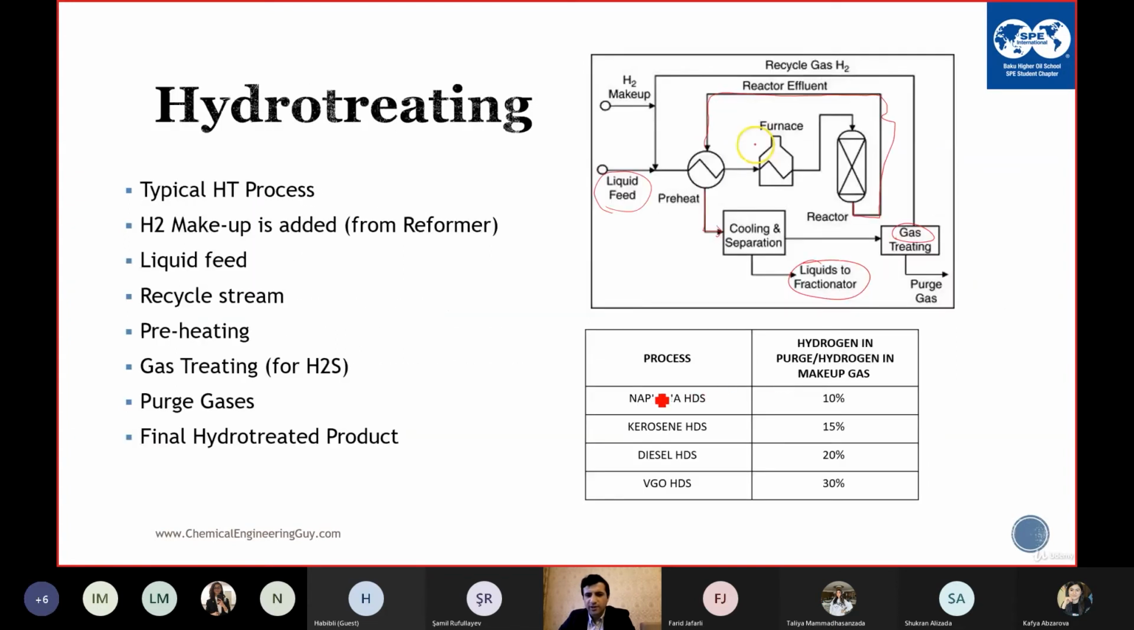So we have naphtha hydrotreating. HDS is hydrodesulfurization. Kerosene, nowadays we mostly don't use hydrotreating for kerosene. We have diesel, we have VGO, and what we also had in the BFD, FCC gasoline hydrotreatment.